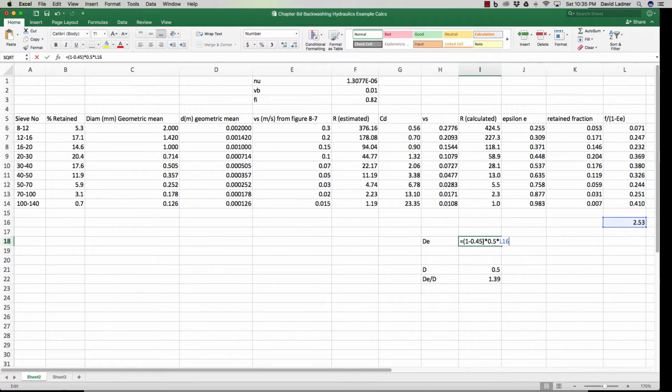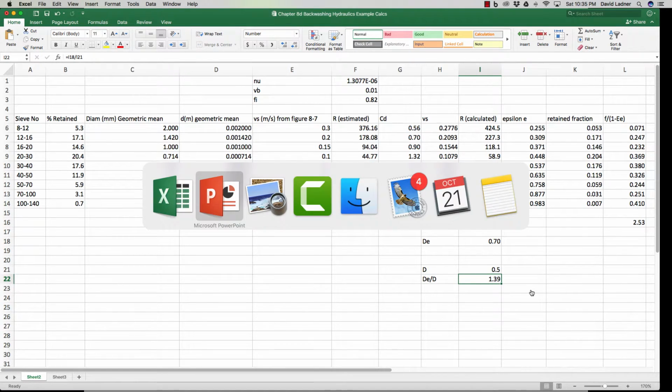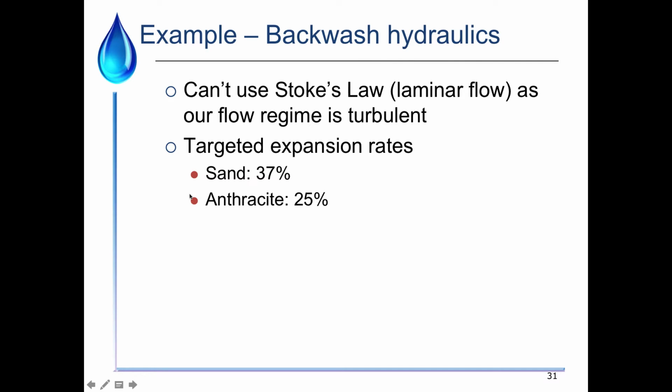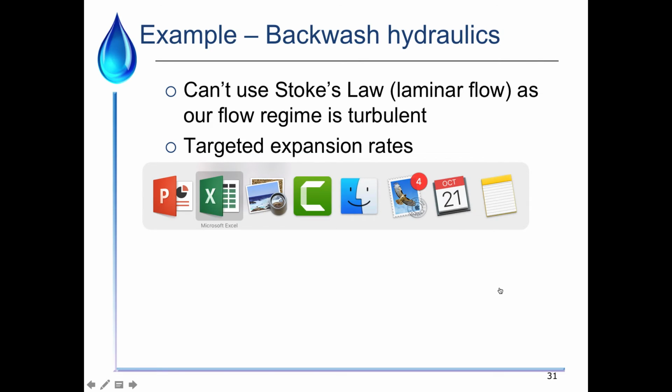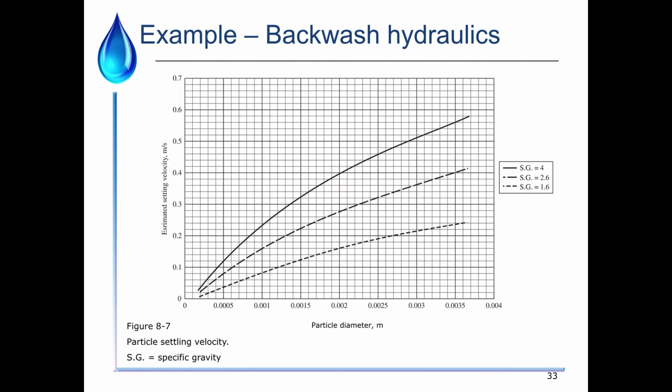So we go look at that, and here's that equation plugged in. 0.45 is the porosity during filtration. 0.5 is the bed depth that was given to us, and there's the sum of F over 1 minus EE. So we can get the expanded bed depth of 0.7, and we ask ourselves, is that a good number? Well, D was 0.5, and DE divided by D, the expanded bed depth divided by the normal bed depth, is 1.39, so that's about 40% higher than the regular bed depth. And if we go back to the targeted expansion rate, 37% was our target, and we've achieved 39%, or roughly 40% expansion. So we say that that's pretty good. And now you know how to calculate the backwash hydraulics.